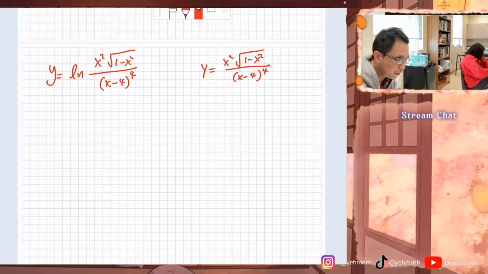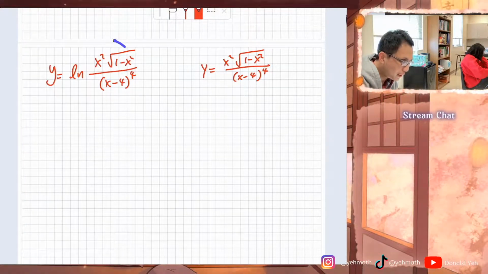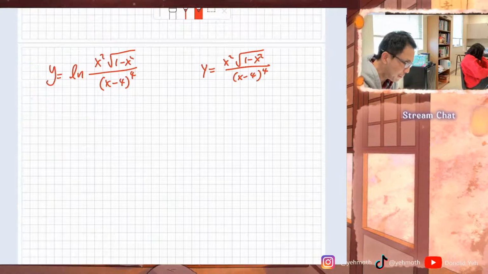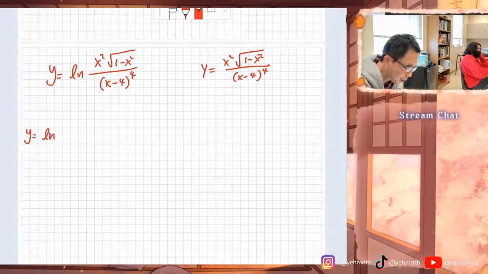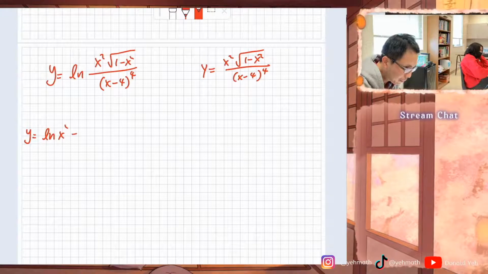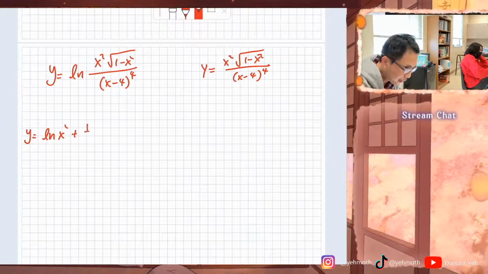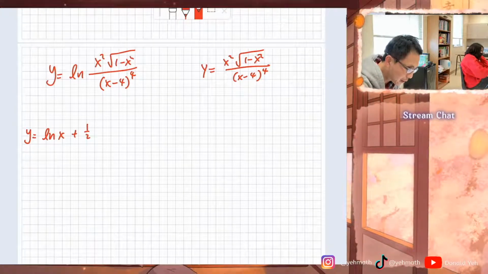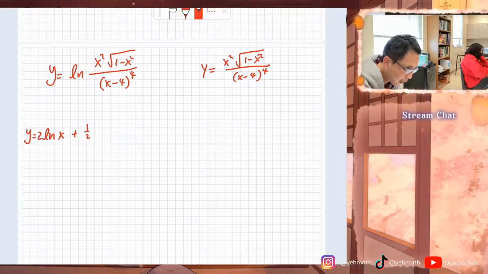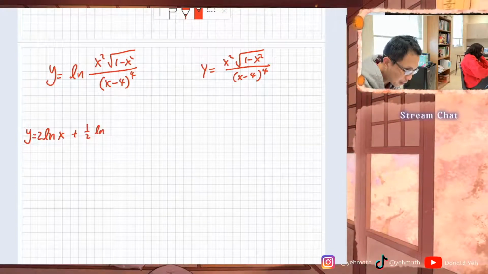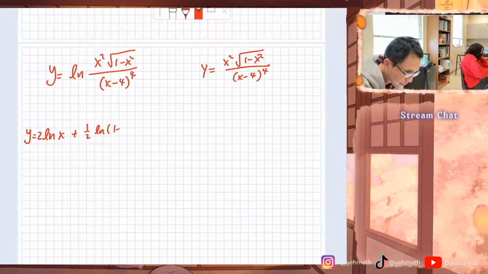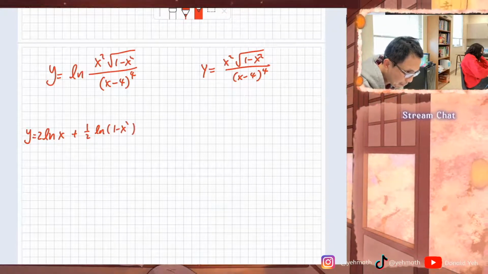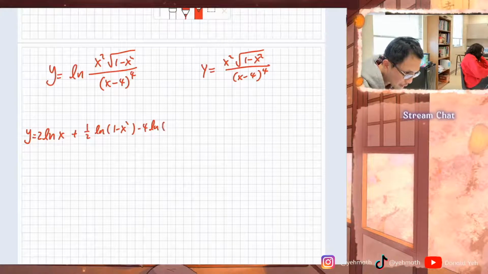So what you're going to do is, the only thing about this part is you can break up individual parts, right? You can say y equal to natural log of x squared plus 1/2, or we're going to put a 2 inside here, and 1/2 of natural log of 1 minus x squared, and then minus 4 natural log of x minus 4.